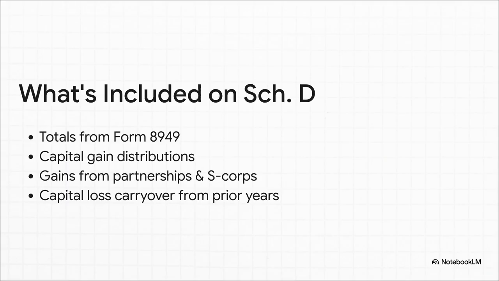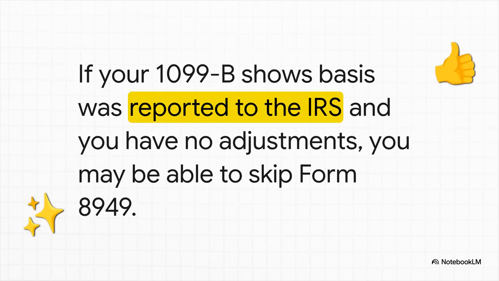So Schedule D starts by pulling in the totals from Form 8949. But that's not all. It also grabs other things like capital gain distributions you might get from a mutual fund, or maybe gains you had from a partnership. And this is a big one. If you had a loss last year that you couldn't use, this is where that capital loss carryover comes into play. Now listen up, because here's a little pro tip that could save you some time.